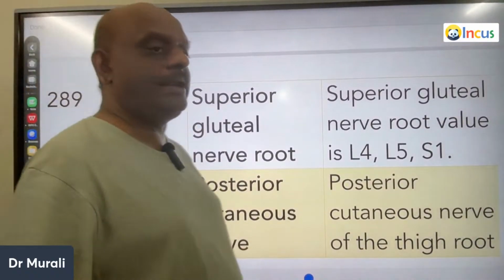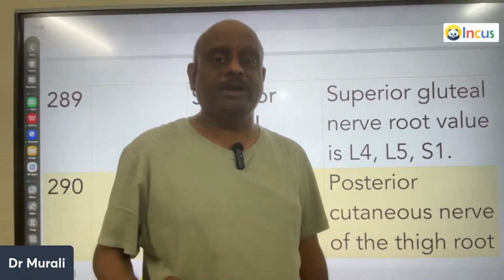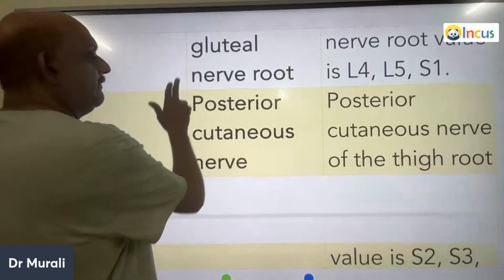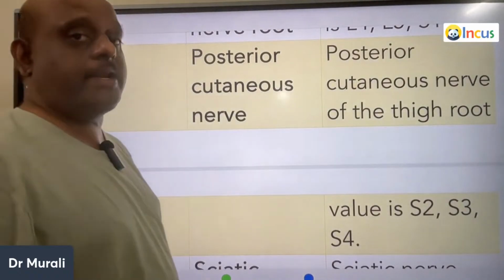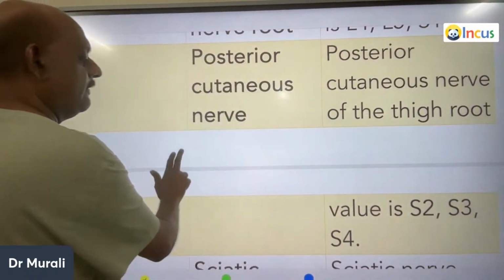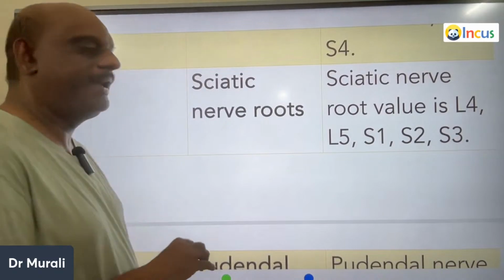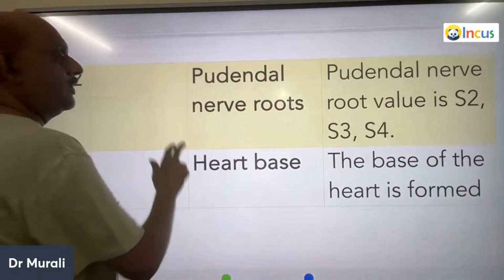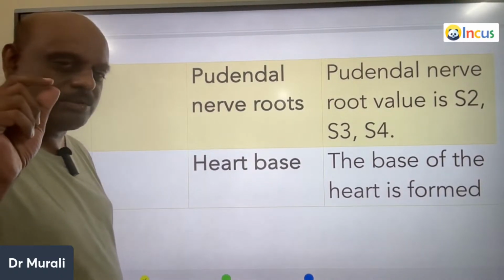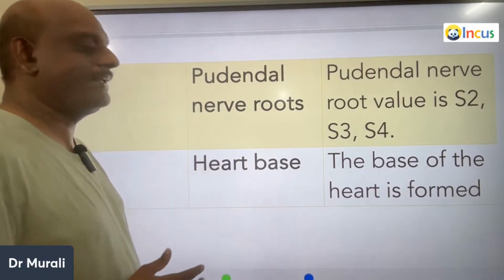Now, what is the root value of the superior gluteal nerve, doc? It supplies gluteus medius and minimus, which are the main abductors of the hip joint. Superior gluteal nerve originates from L4, L5 and S1. Posterior cutaneous nerve of the thigh, S2, S3, S4 is the root value. Sciatic nerve, L4, L5, S1, S2, S3. Pudendal nerve, S2, S3, S4. So all these small things, you need to pop in and then be ready for the exam.